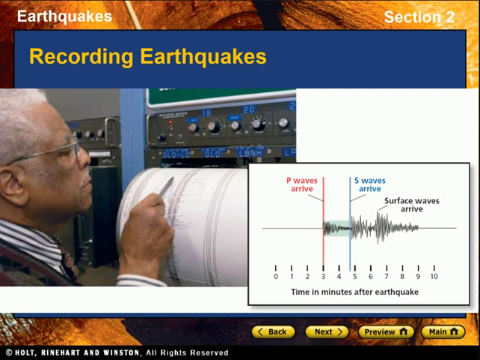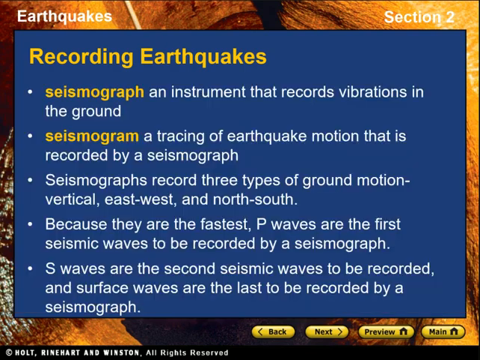Recording earthquakes. Vibrations in the ground can be detected and recorded by using an instrument called a seismograph, one of which is shown on the screen here. A modern three-component seismograph consists of three sensing devices. One device records the vertical motion of the ground. The other two devices record horizontal motion, one for east-west motion and the other for north-south motion.